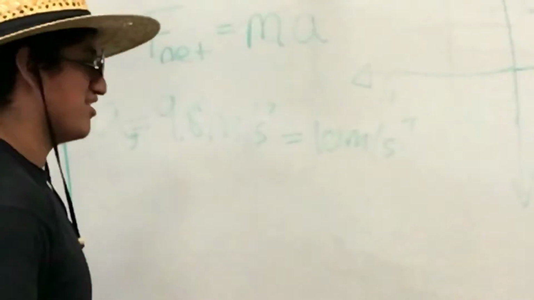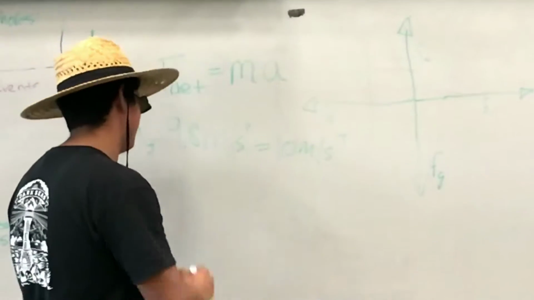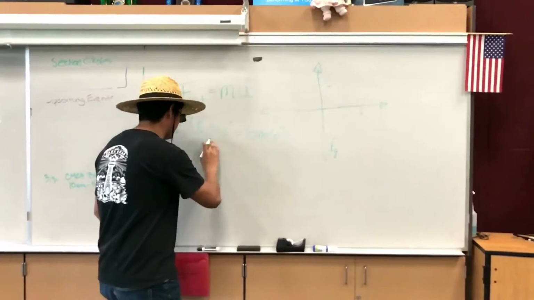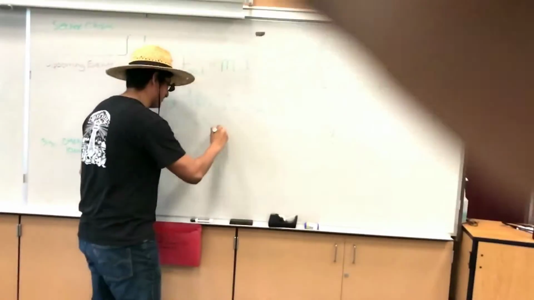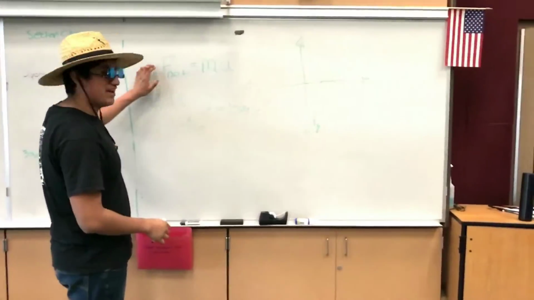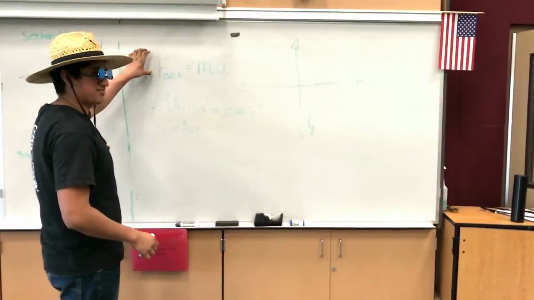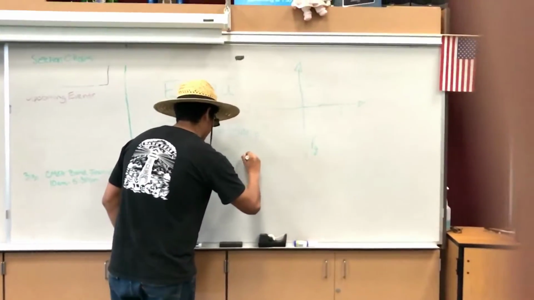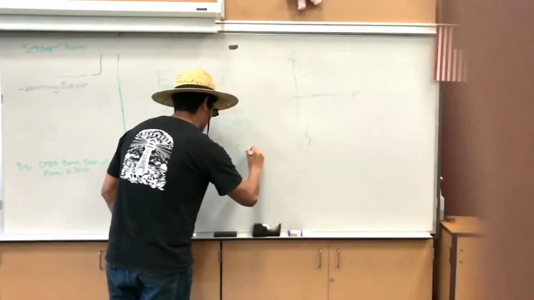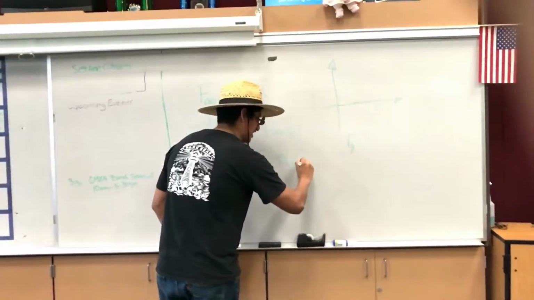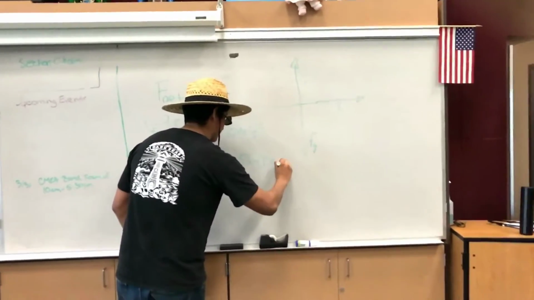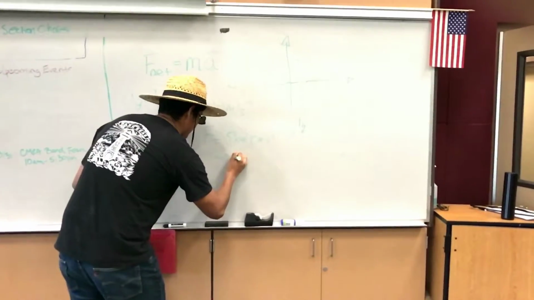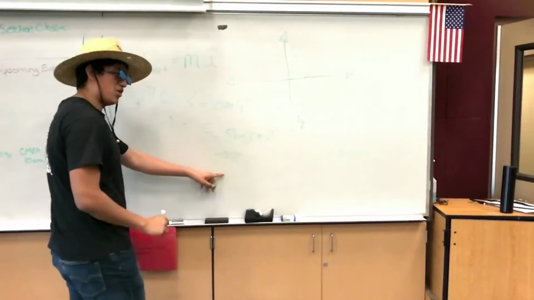From there, let's say our mass is 5 kilograms. From there, we can find the force of the object being pulled down. So force is equal to 5 kilograms times the acceleration, and we get a total of 50 newtons. Force is always in newtons.